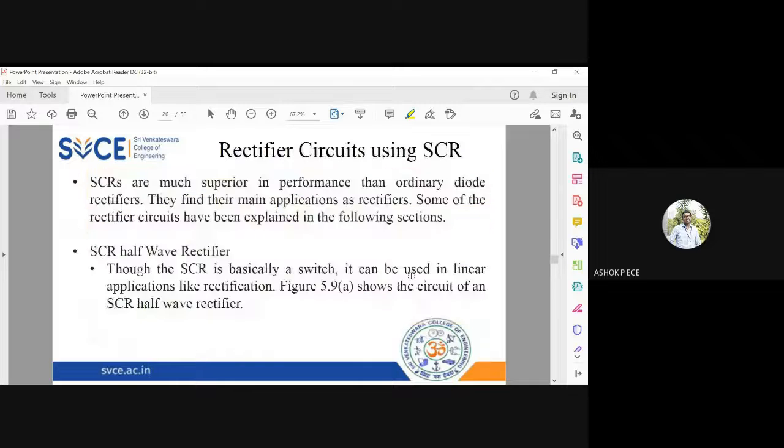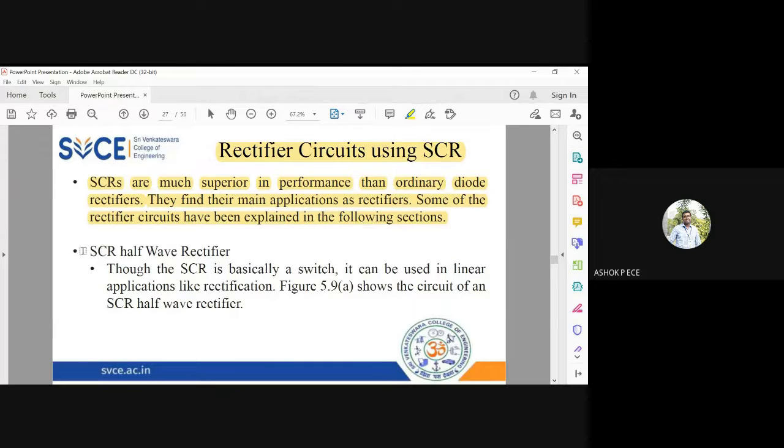So one application is using SCRs in rectifiers. Rectifier means you are going to convert an AC voltage into DC voltage. SCRs are very much superior in performance to ordinary diode rectifiers. Rectifiers are usually made up of diodes, but if you want enhanced performance of these rectifiers, you will replace the diode by an SCR. Some of the rectifier circuits have been explained.